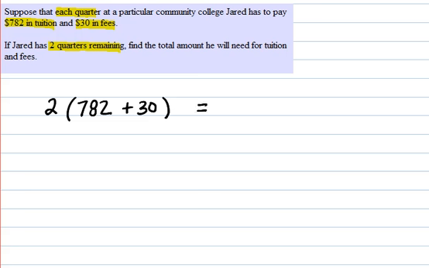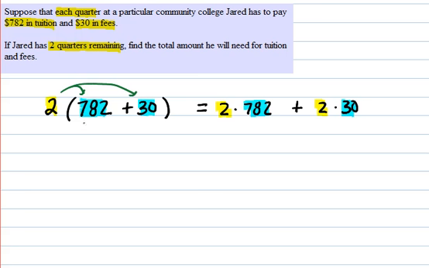But if I want to see what that looks like with the distributive property, that's really the same as taking 2 times 782 plus 2 times 30. And we call it the distributive property because look what's happening here. The 2 gets distributed to both the 782 and to the 30. So let's work it both ways.